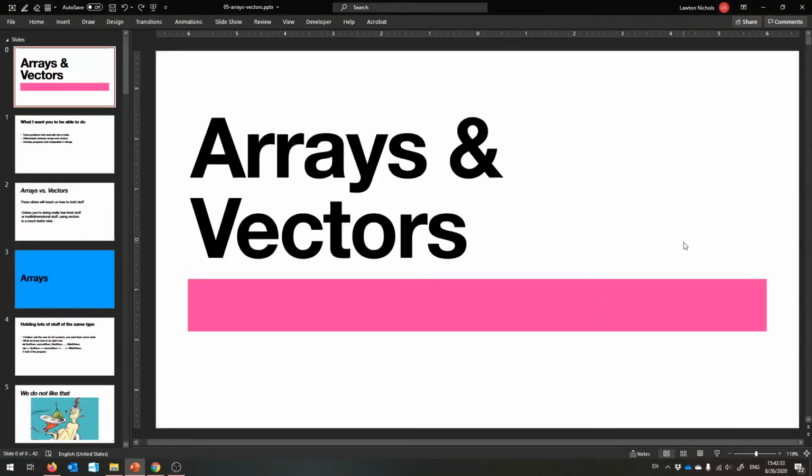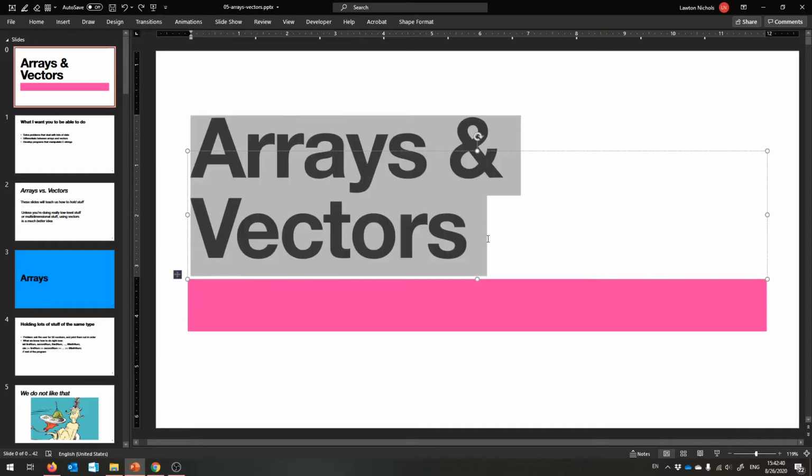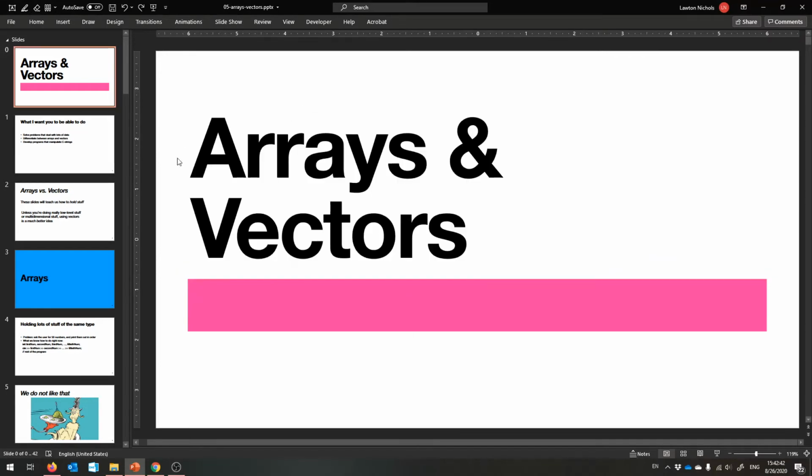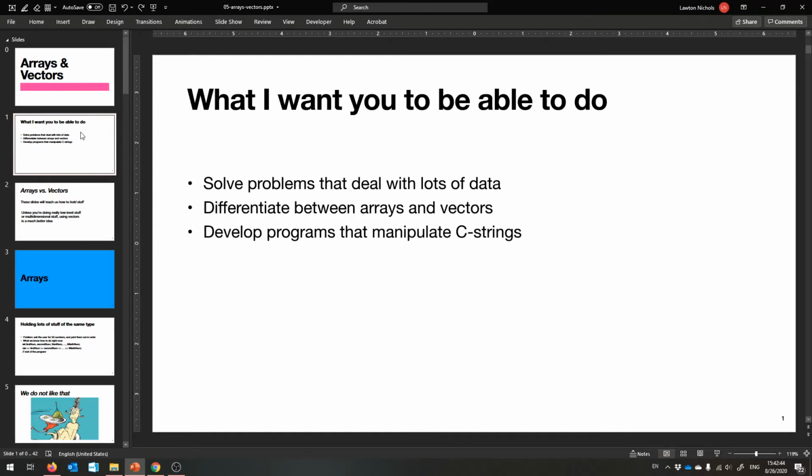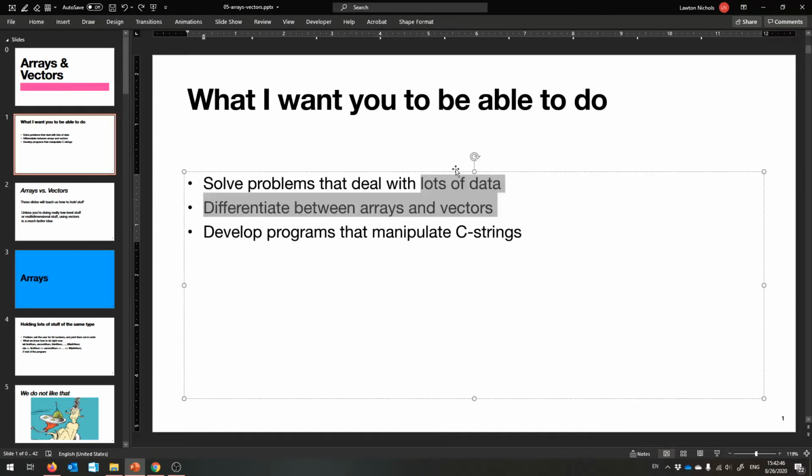All right, welcome to the next set of slides. This won't take very long because we don't have a lot of time left, but I'll get us started, and then we'll continue this next week. So arrays and vectors are very fun to talk about. They let us deal with a lot of data at once.